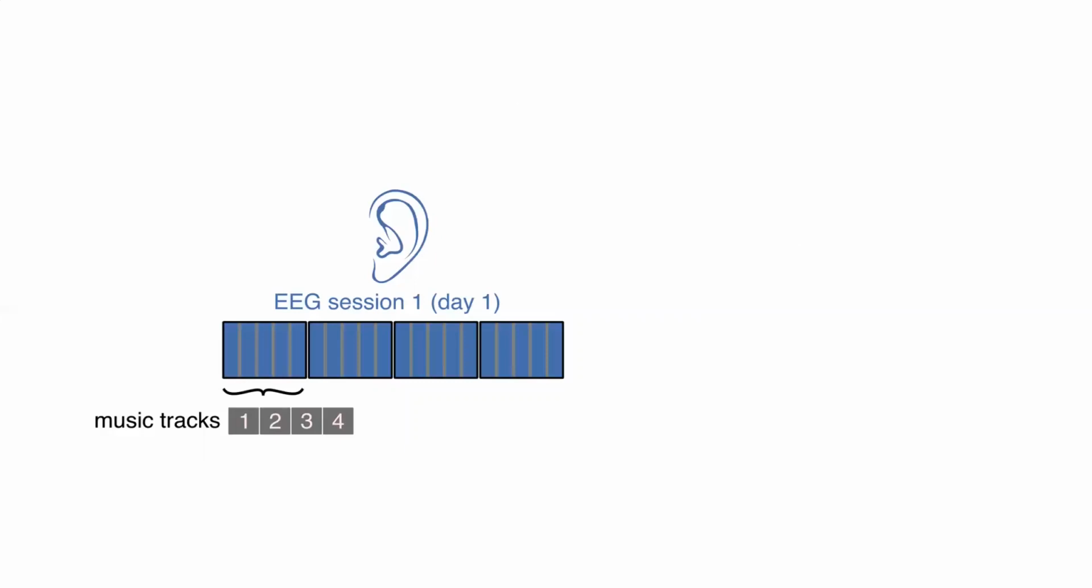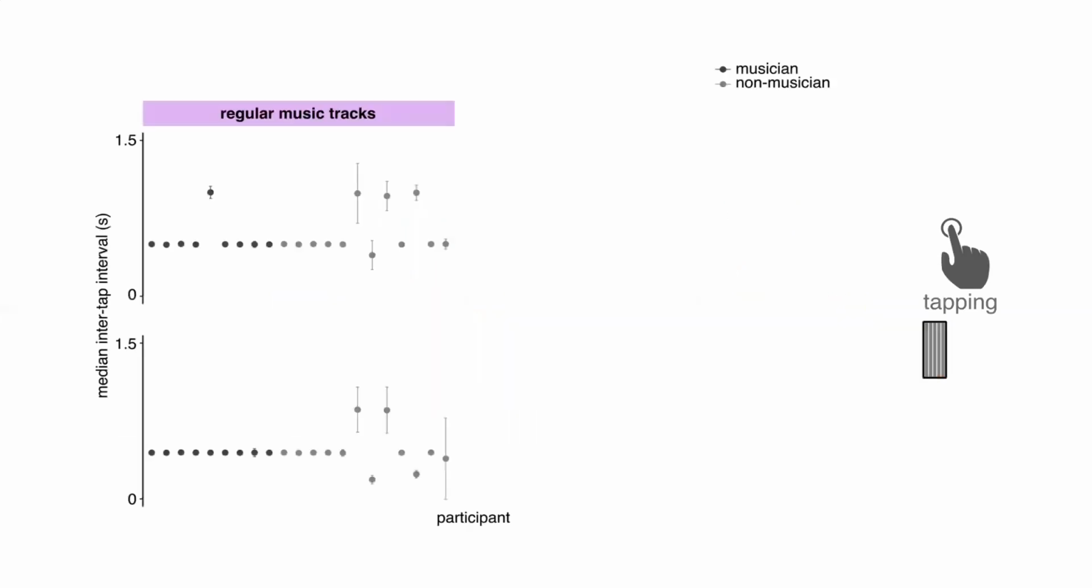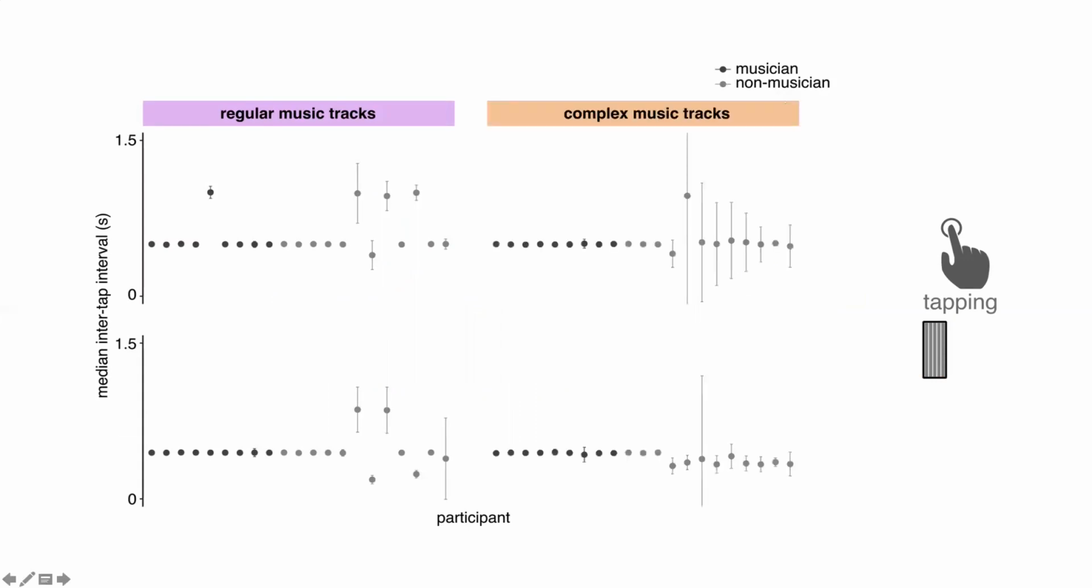And we did this in 2 sessions on 2 separate days. And at the end, we had an additional session where we asked participants to tap the pulse they perceived in the tracks. So we'll start with the tapping data. We can look at the preferred intertap intervals separately for each participant. And we had a mix of people with and without musical training. And we see that the non-musicians are generally more variable, which becomes more obvious in the complex tracks.